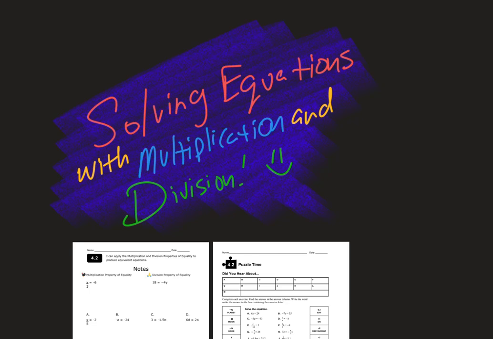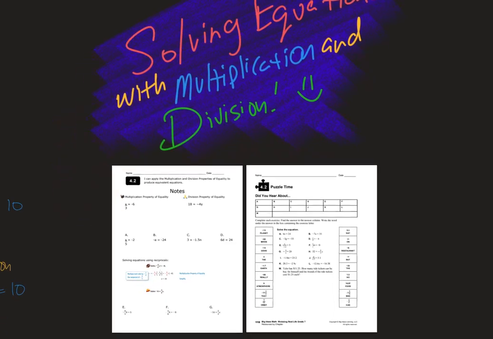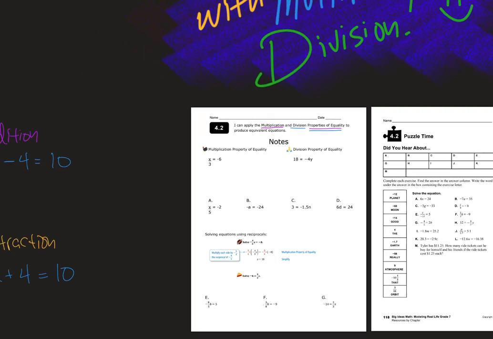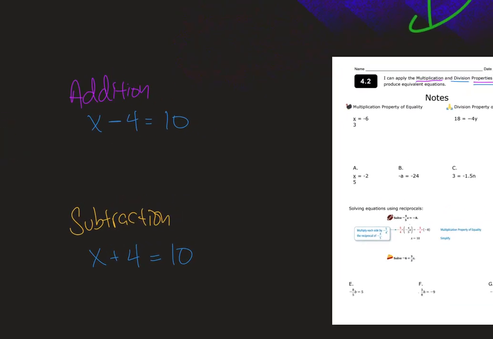All right, we're talking solving equations with multiplication and division, which sounds like it's going to be the multiplication property of equality and the division property of equality. And before you say, I don't know what that means, you did it already with the addition property of equality and the subtraction property of equality. You don't need to know the abbreviation, I was just abbreviating it as I was saying it.